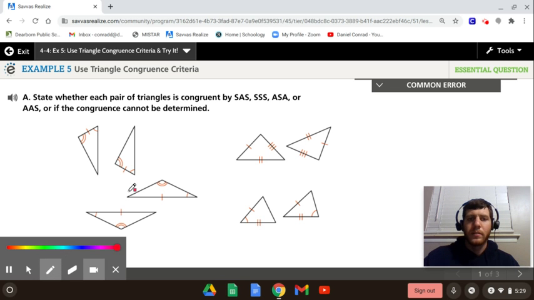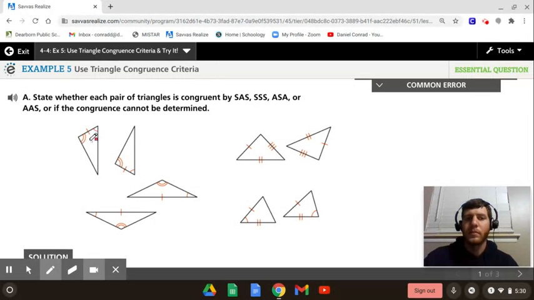Example 5 lets us recap all our different ways to show that triangles are congruent. If we look at the first pair of triangles here, we have two pair of angles that are congruent and one pair of sides. Since the pair of sides here is in between those two pair of angles, that's the included angle.